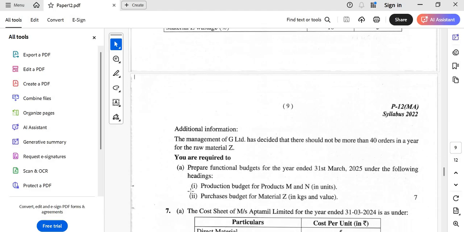You are required to prepare functional budgets for the year ended 31st March 2025 under the following headings. Production budget for product M and N in units. Purchase budget for material acid in cases and value.